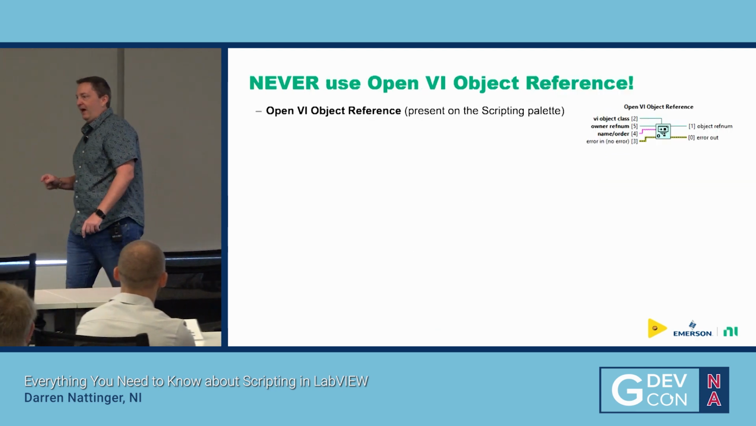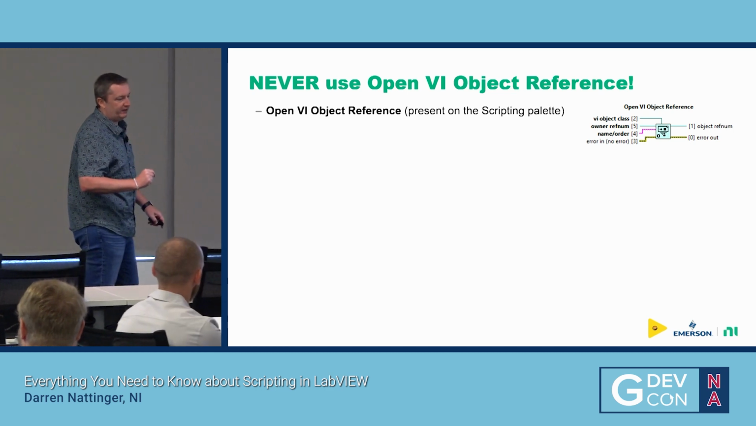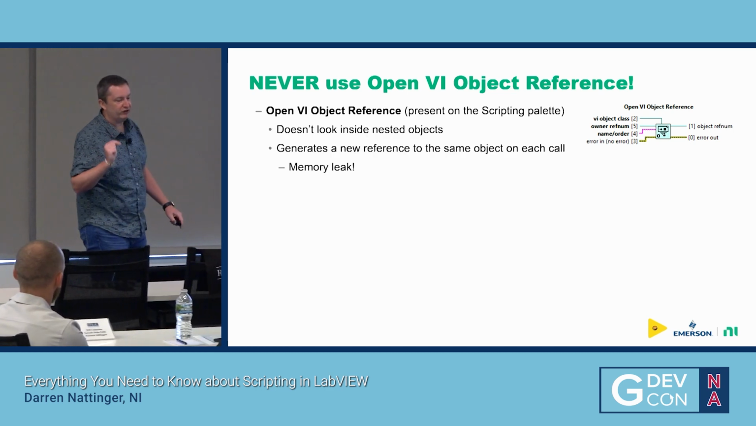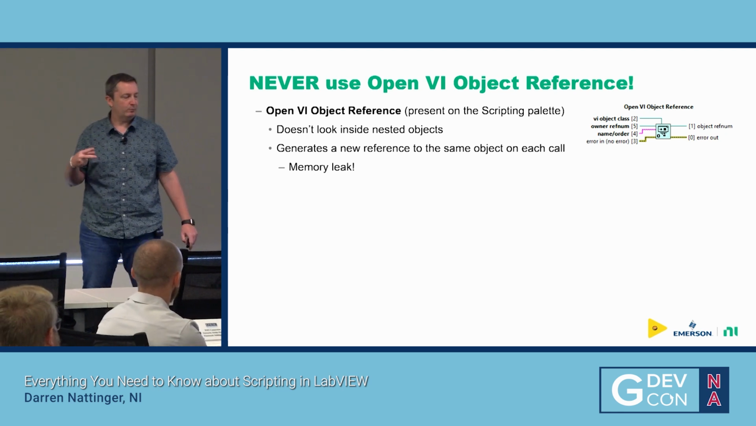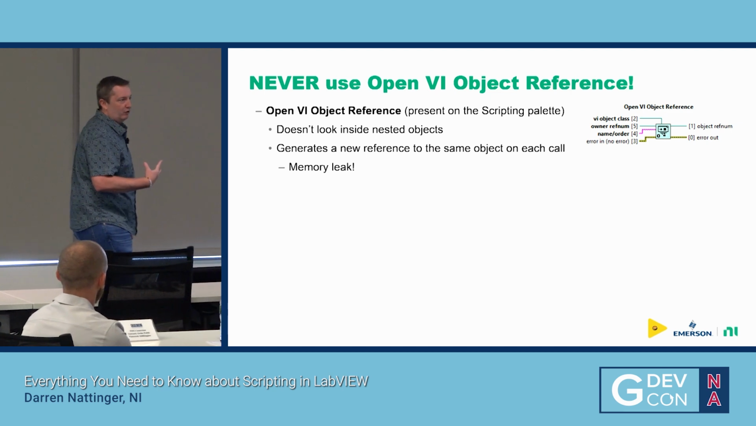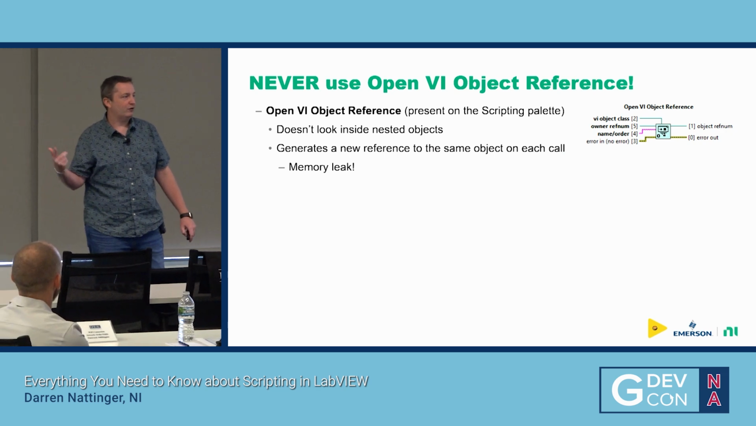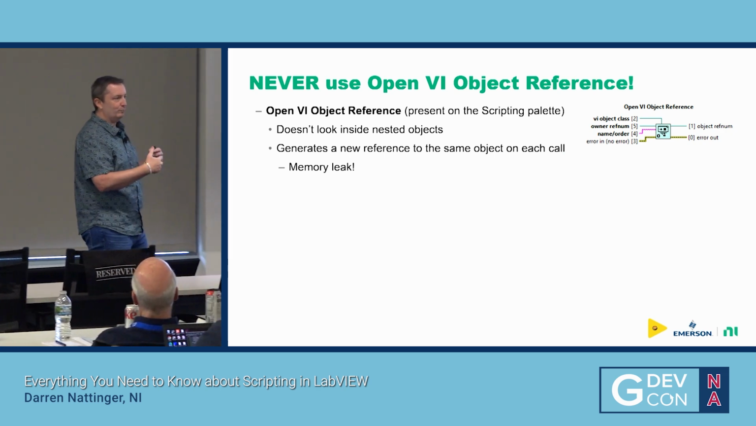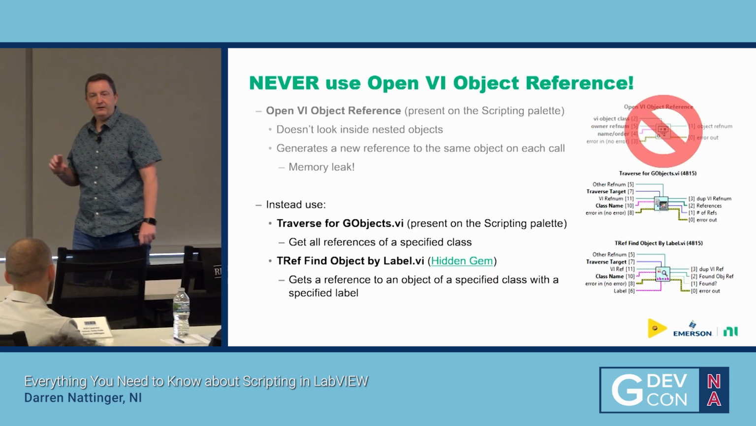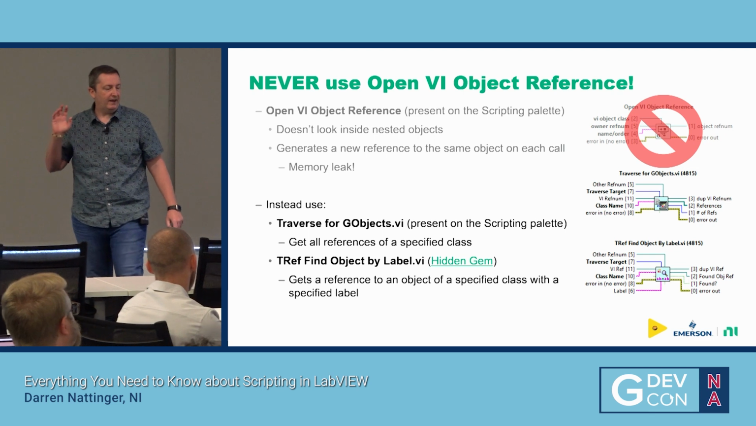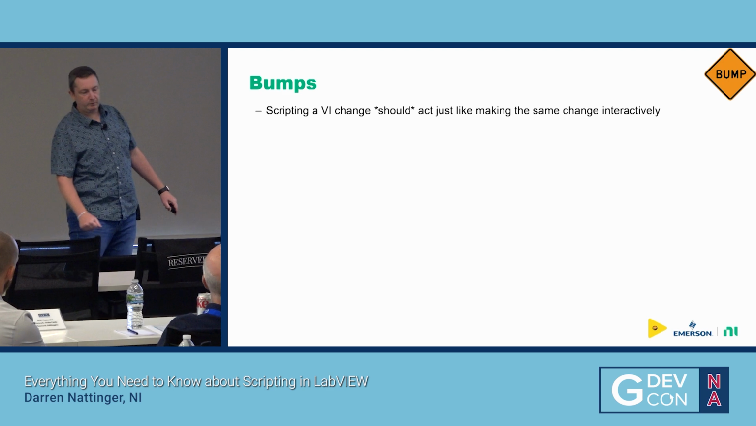Okay, another gotcha. There is a function in LabVIEW called OpenVIObjectReference. It is in the scripting palette, and you should never, ever use it for two main reasons. Number one, it does not look inside of nested things, and number two, it's one of the few memory leaks I know about in scripting, where if you call this function on the same thing, it'll give you a new reference each time. So I've seen people have memory leaks where they call this function in a loop, and it's giving them the same thing, but it's giving you different references every time. Don't use it. Instead, use traverse for G-objects and tref find object by label, which I will talk about a little bit more in the remaining 3 minutes that I have.